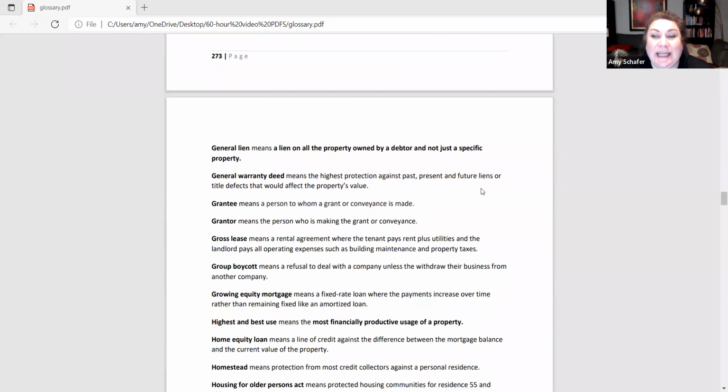General warranty deed. This is another good one for you. This is a deed. We've got title, right? This means you own the property. The way that we prove that you own the property is we do a deed. There's different types of deeds. The general warranty deed is the best. It's the creme de la creme. And the reason it's the best is because it warrants against title imperfections in the past, in the present, and in the future.